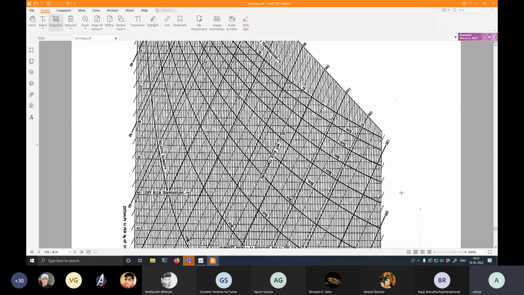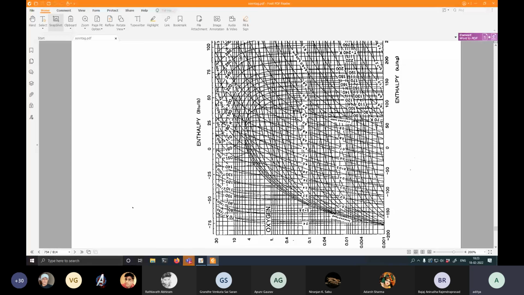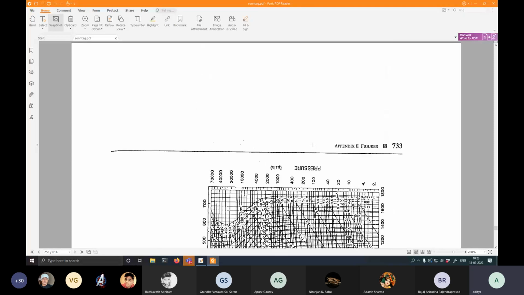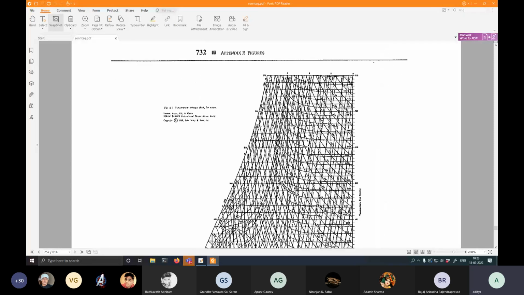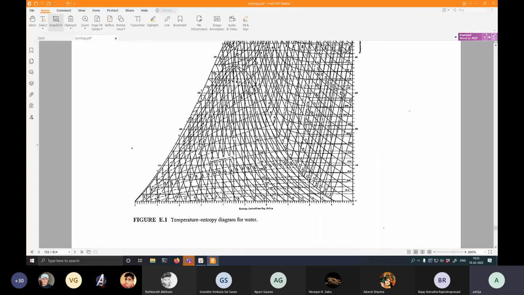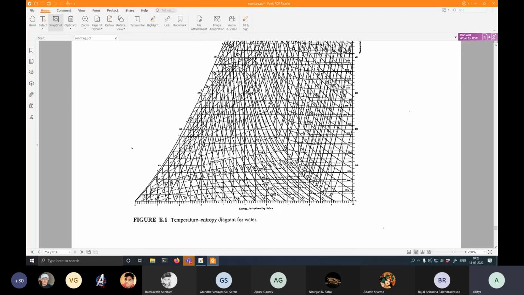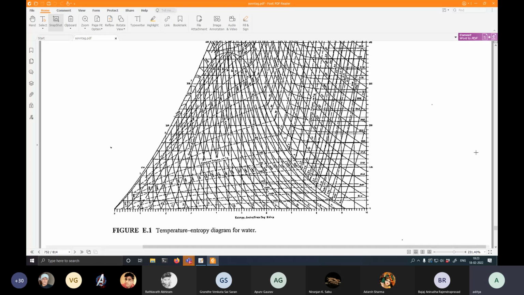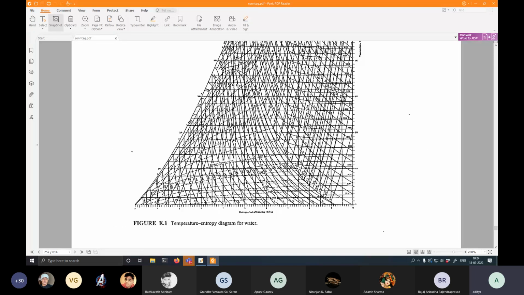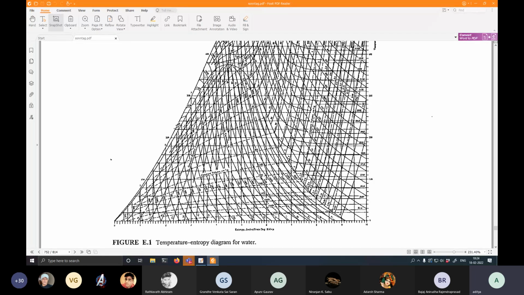This is the psychrometry diagram. This is a pressure enthalpy diagram. This is also pressure enthalpy. What is this? Temperature entropy diagram for water. So this is the TS diagram for water. And basically the scan quality is not so good, but even in this diagram you have the dome. I don't know whether you are able to see it, this dome is there.